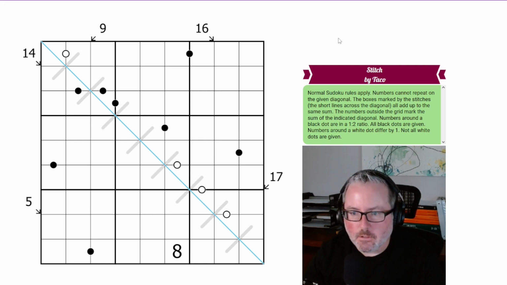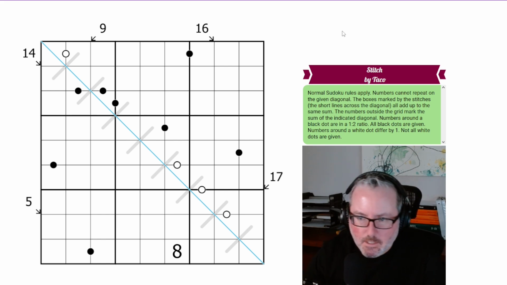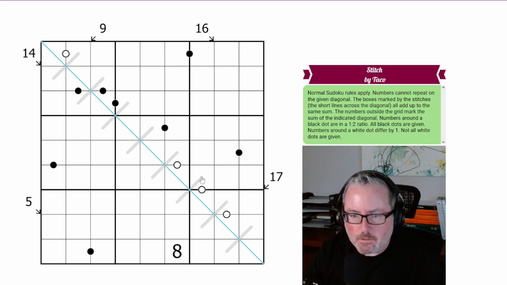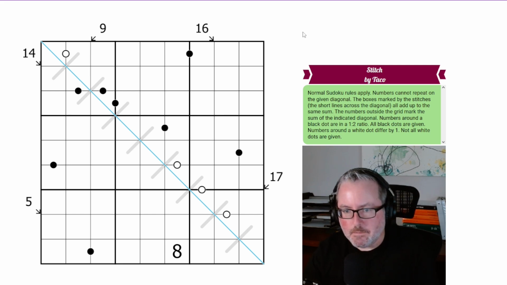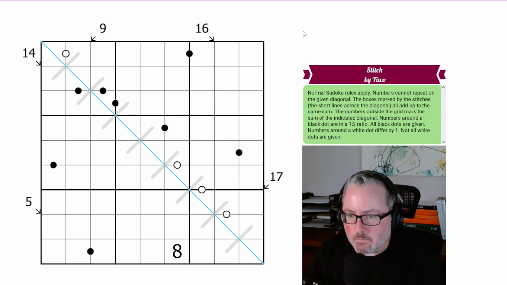So today we have an interesting looking Sudoku. This one is called Stitch by Taco. I don't believe I've done a puzzle by Taco before, so I hope this is interesting. But as you can see, it looks like we've got stitches going up the diagonal here, so it kind of grabbed my attention. So I thought I'd give it a go. So let's get into our rules and see what's going on.